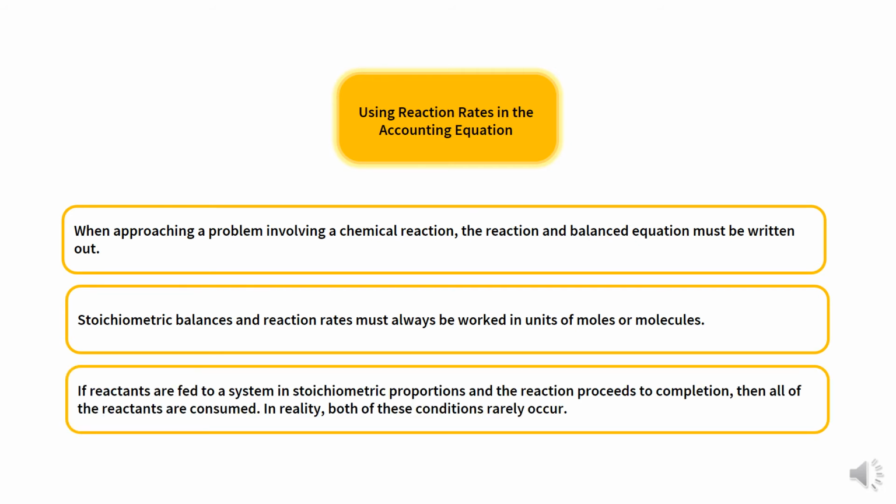If reactants are fed to a system in stoichiometric proportion and the reaction proceeds to completion, then all of the reactants are consumed. But in reality, both of these conditions rarely occur. If the reactants are present in stoichiometric proportions, the molar ratio of the reactants is equivalent to the ratio of the stoichiometric coefficients. However, usually one compound is the limiting reactant and the others are present in excess.